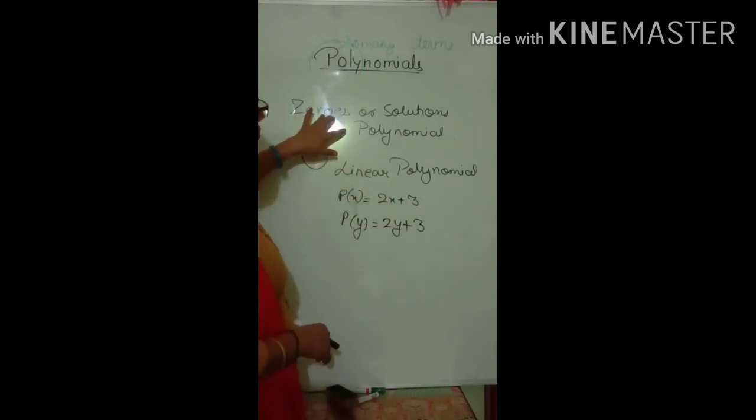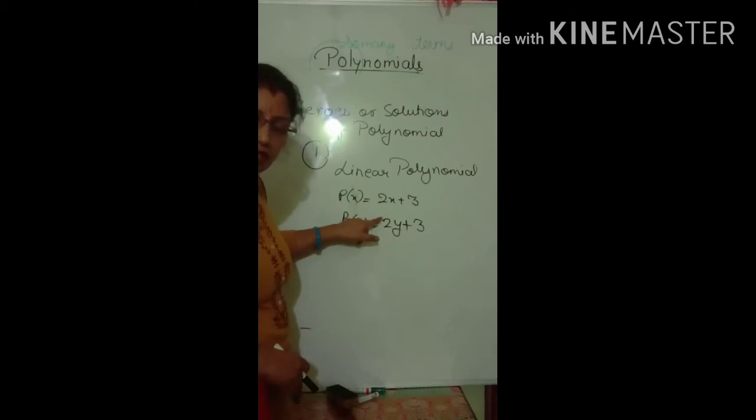Now very first, what are the zeros of this? Zeros are the values for which the polynomial becomes 0.